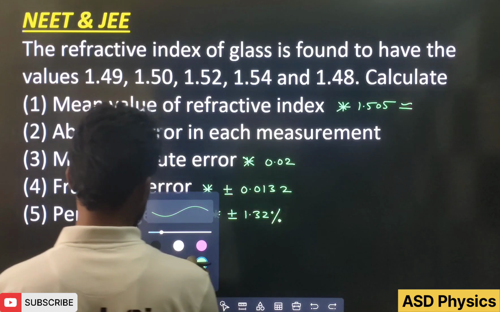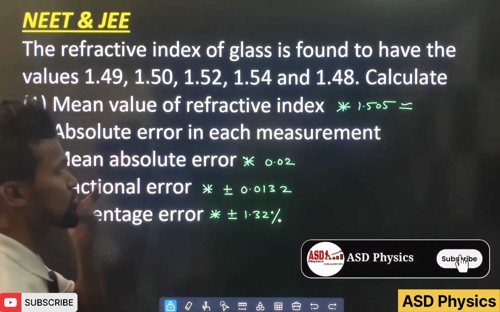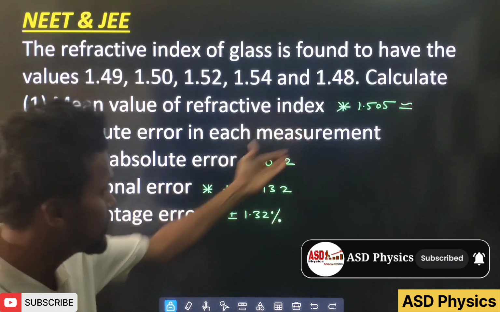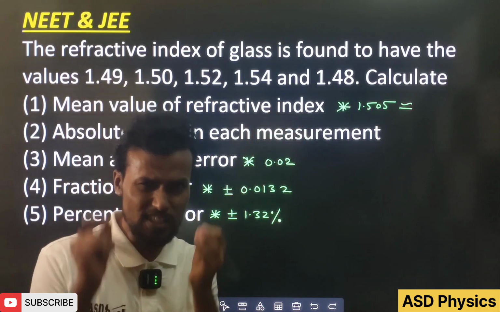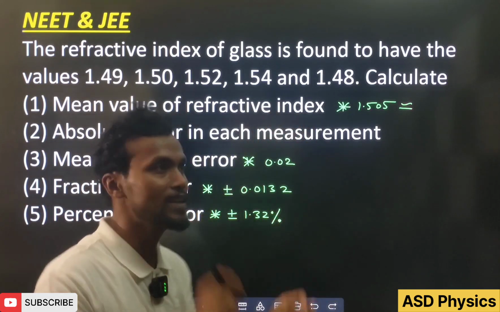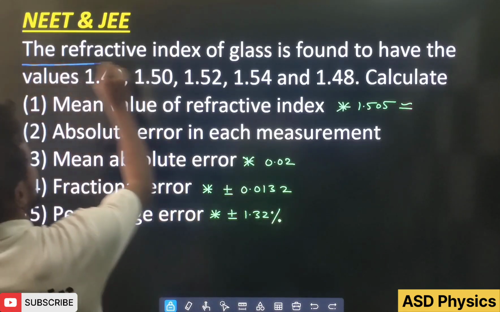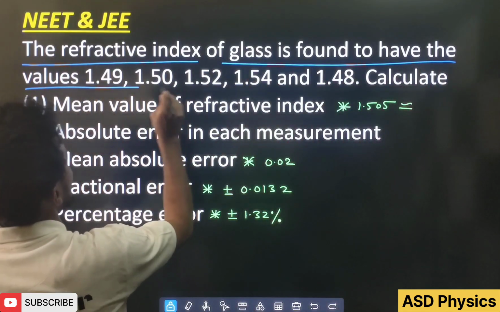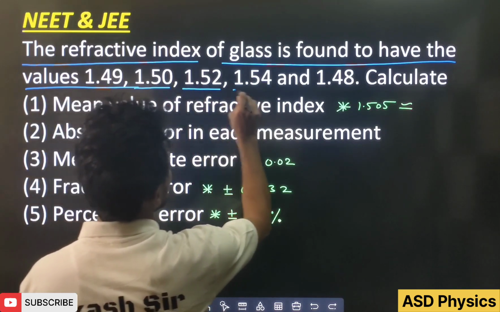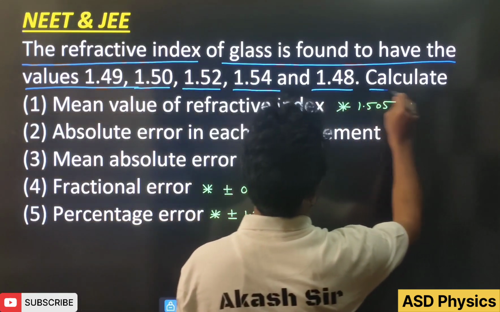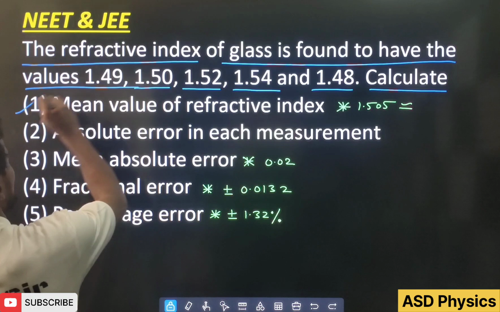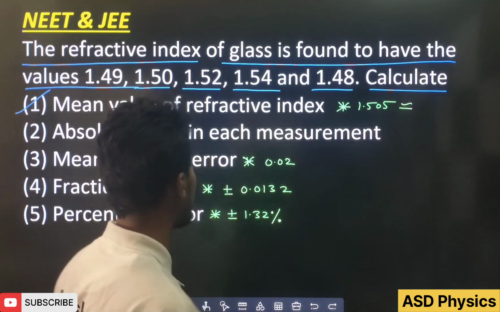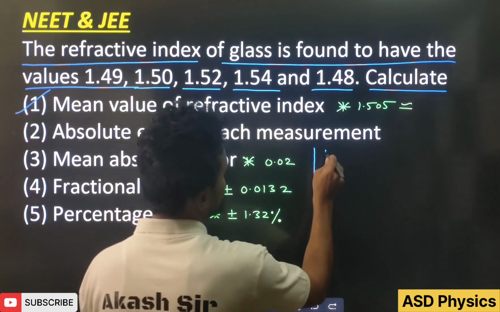Now, after that we are going to see a direct calculation based question. Even before, I have told you the answer, so it is just calculation by using the formula. The refractive index of glass is found to have the values 1.49, 1.50, 1.52, 1.54 and 1.48. Calculate the mean value of refractive index. It will come to 1.505. But how much will it come to here?